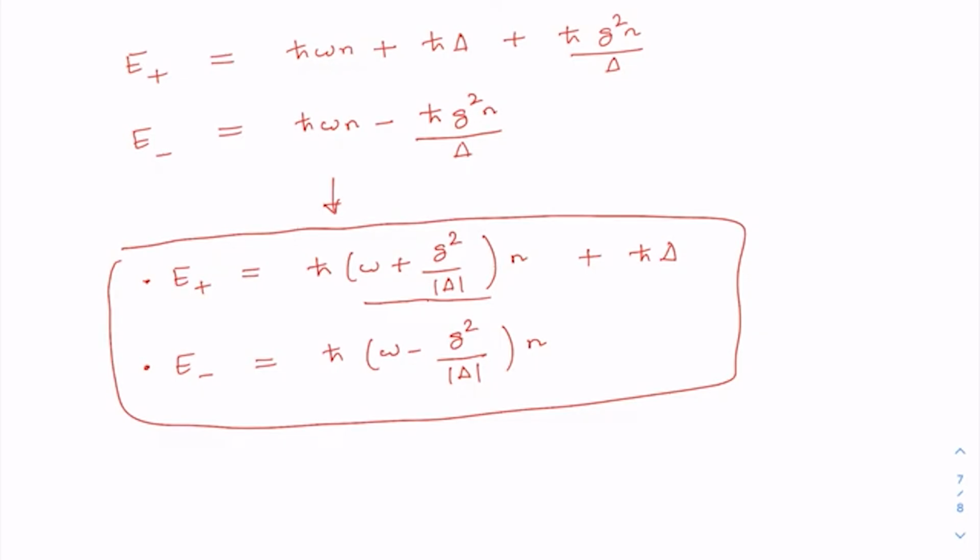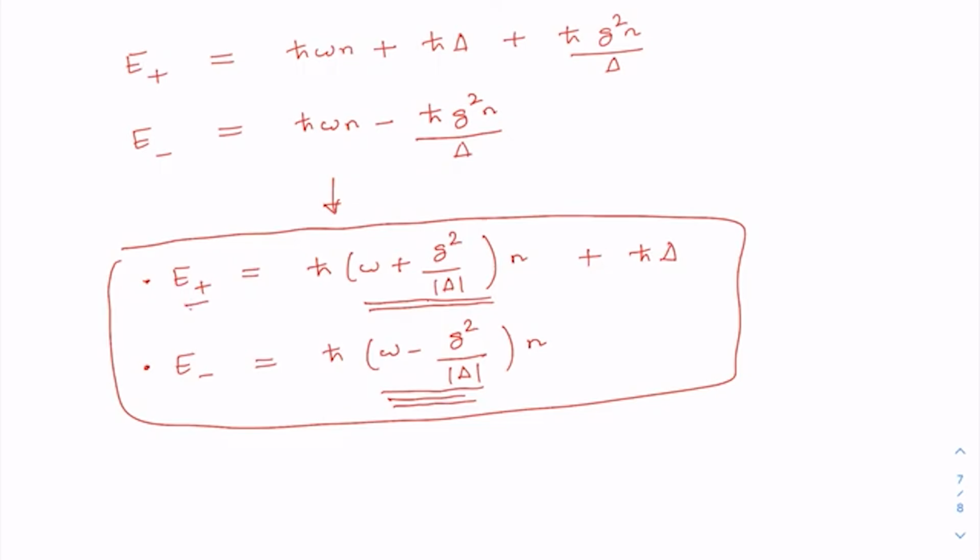And now what I am saying is that we have two harmonic oscillators, because this is related to the field, and you know that harmonic oscillators have equal spacing in the energy level. So the spacing here is, in one case, given by omega plus z square by delta, and in another case it is given by omega minus z square by delta. So now it actually depends on the state of the atom.